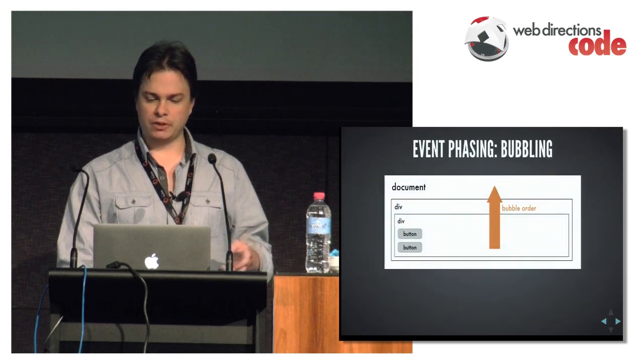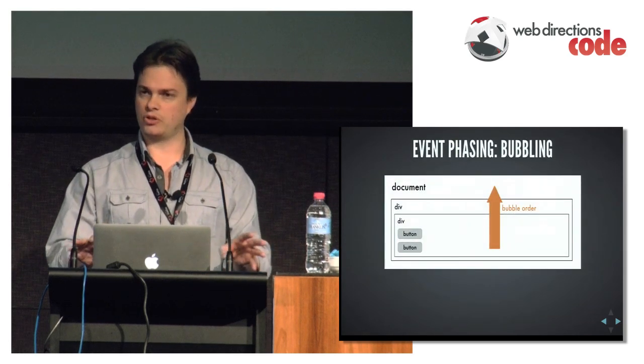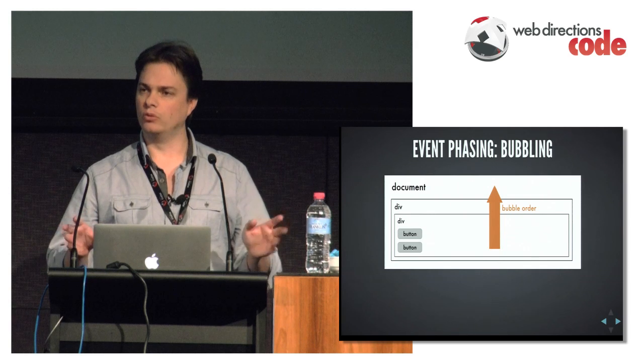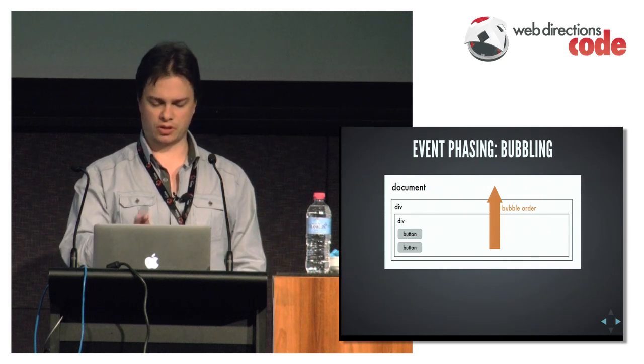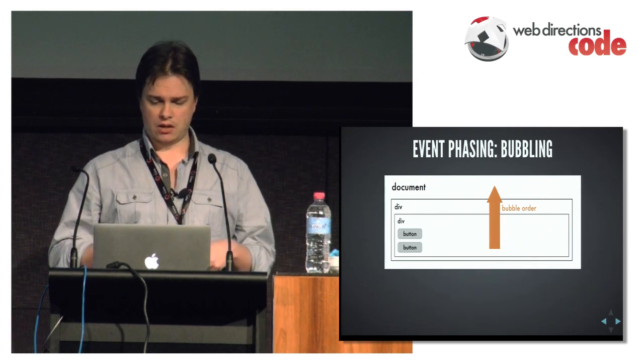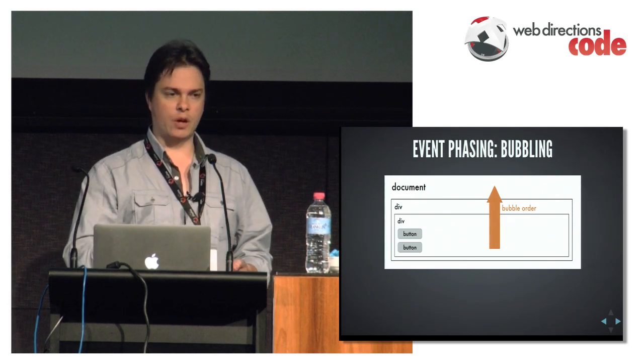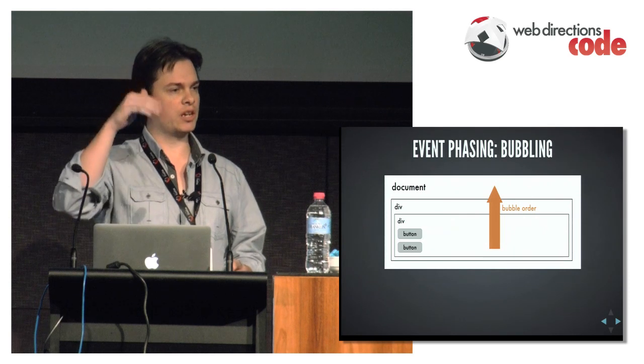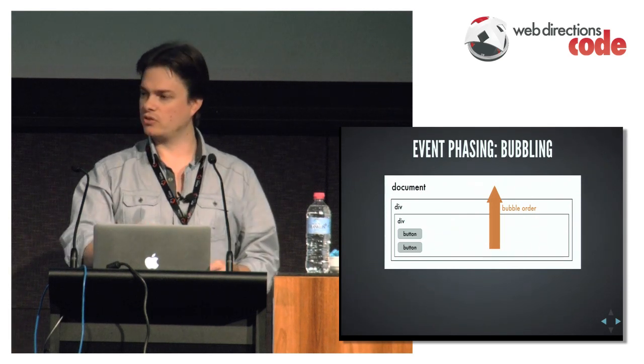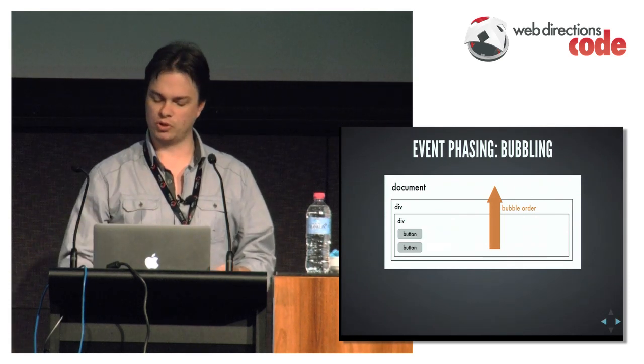Now, bubbling. I've got a diagram here which explains very simply what you might have seen in the DOM. You've got the document, a couple of divs, and buttons. If you're bubbling events and I click on the button, that traverses up the tree: the button sees it first, then the div, the parent div, and then the document and the window.